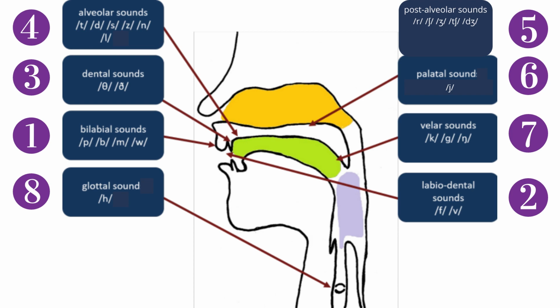Next, we have post-alveolar. This time, the tongue tip is close to the position just behind the alveolar ridge towards the back of the mouth. So again, for post-alveolar, your tongue tip comes close to the alveolar ridge towards the back of the mouth. In the English language, the post-alveolar sounds are r, sh, zh, ch, and j.